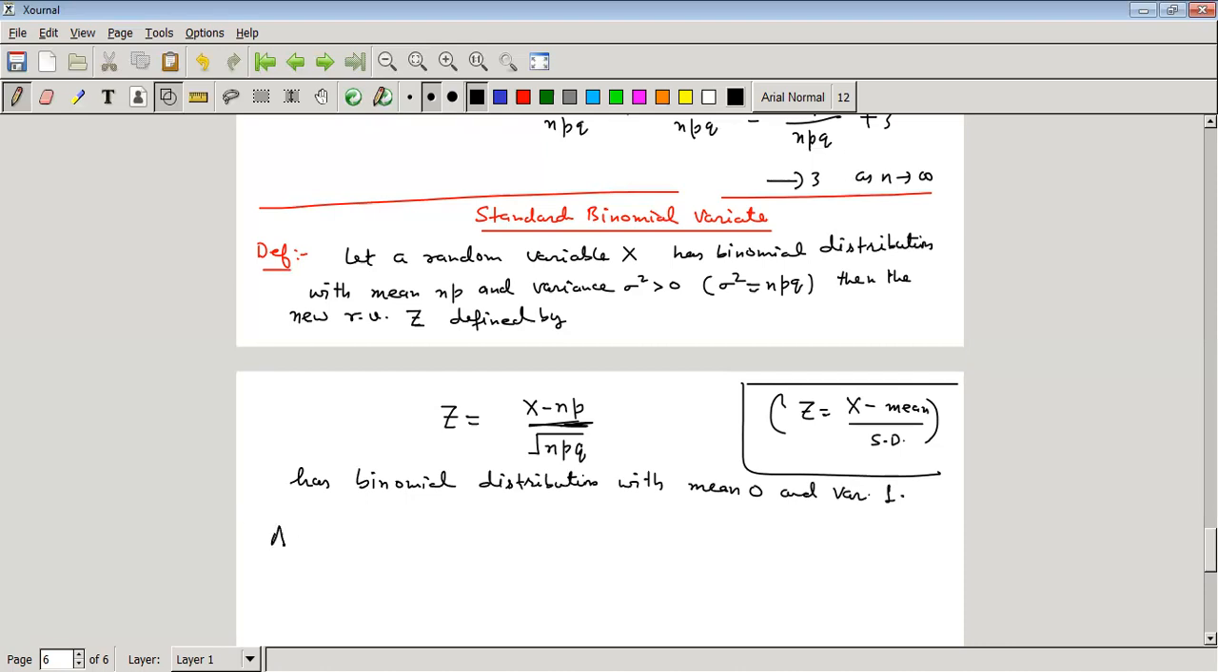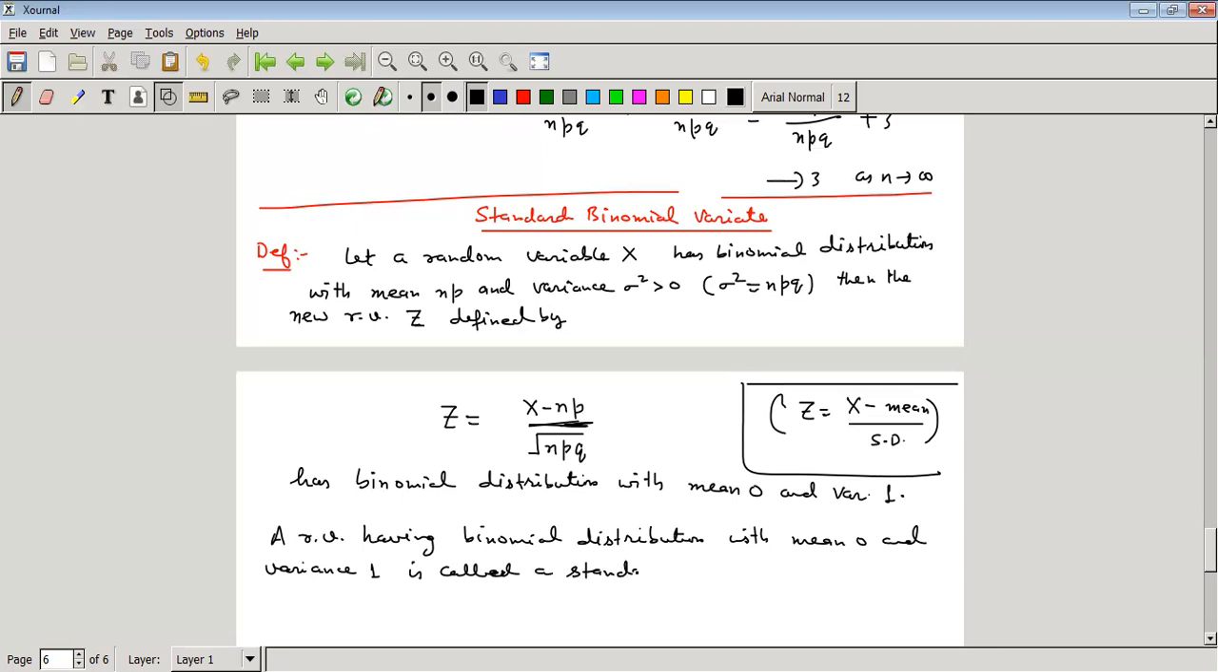So a random variable having binomial distribution with mean 0 and variance 1 is called a standard binomial variate, or standard binomial variable.